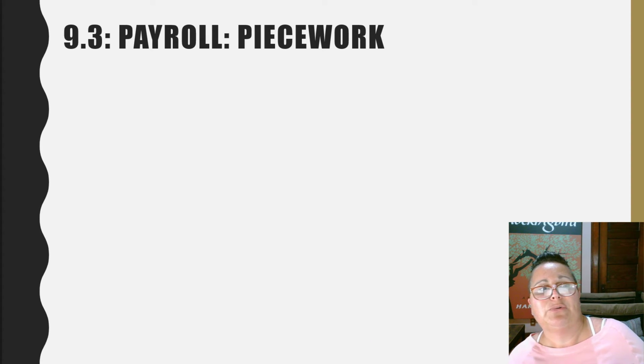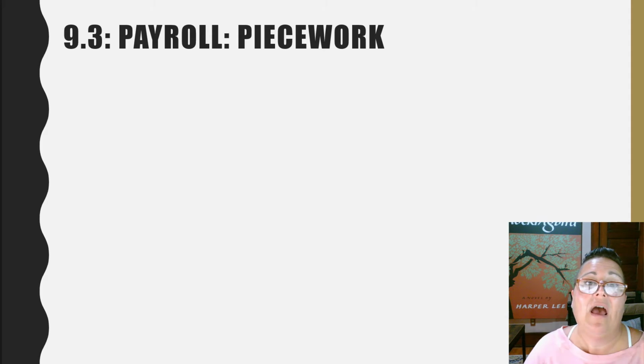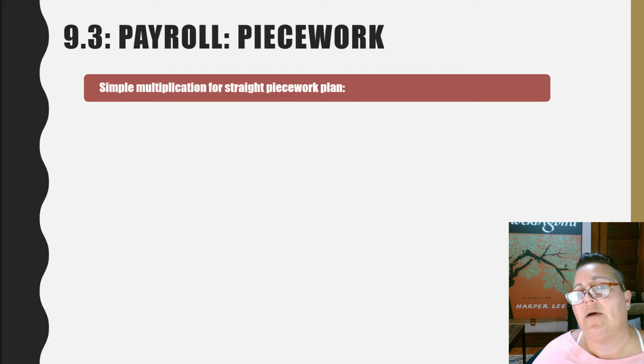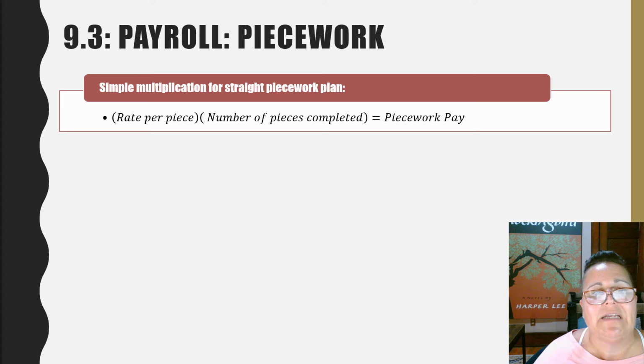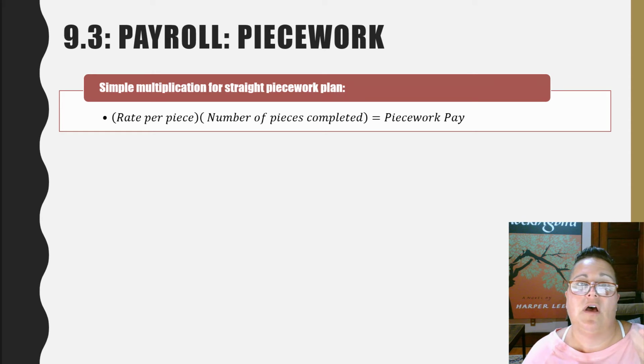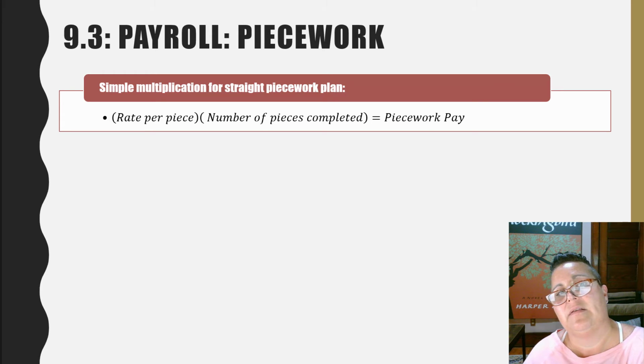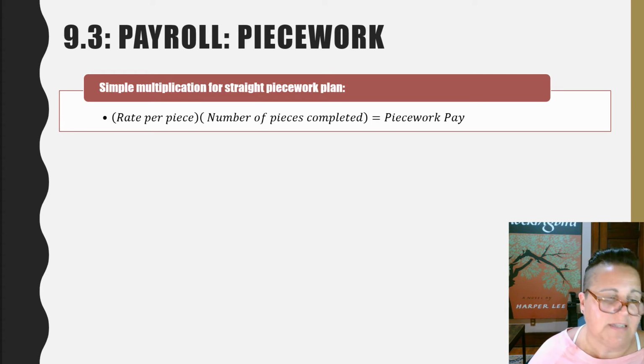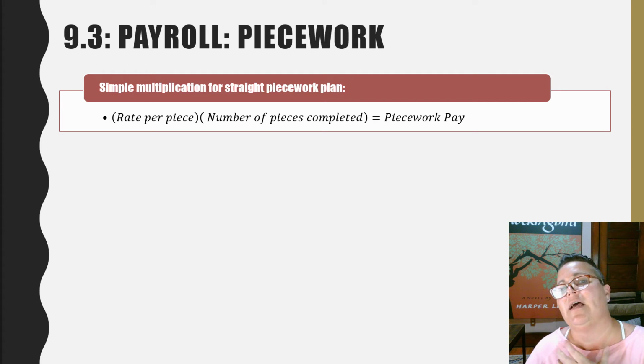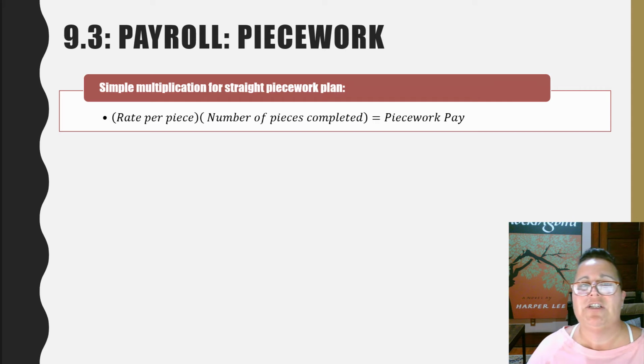We're going to talk about the way you calculate piecework. Now, if it's straight piecework, it's just a simple multiplication plan. You take the amount of money you get per piece and multiply that by the number of pieces completed. So if I get 5 cents for each additional banner I put together and I make 200 banners on my shift, then I get 5 times 200, which is an extra $10 in my paycheck.